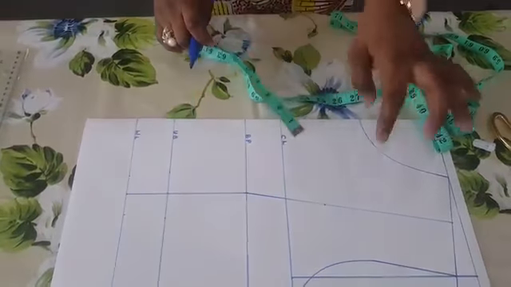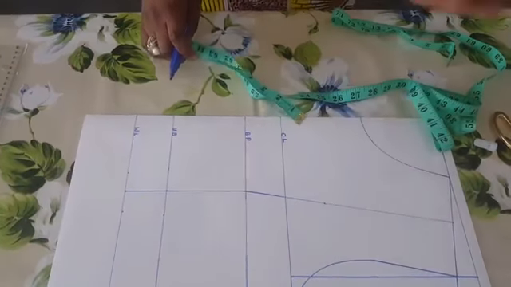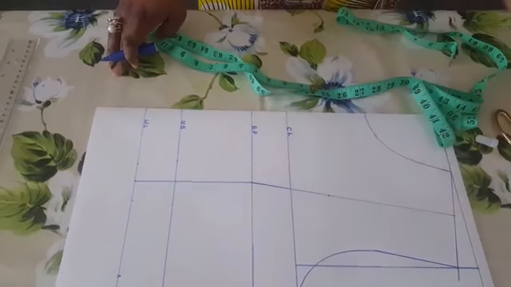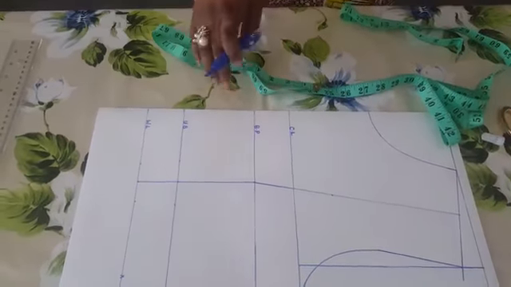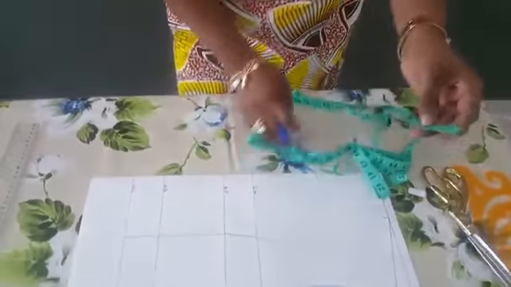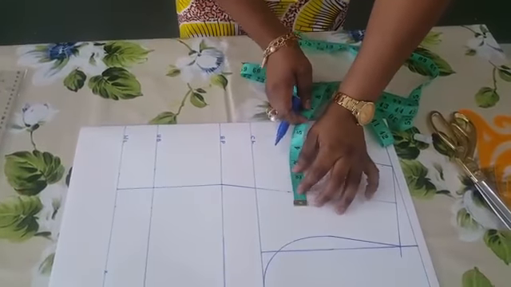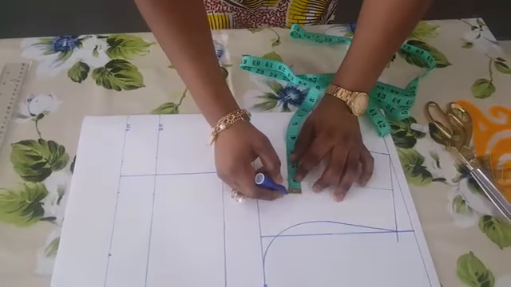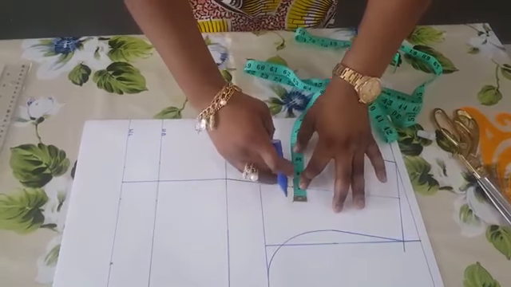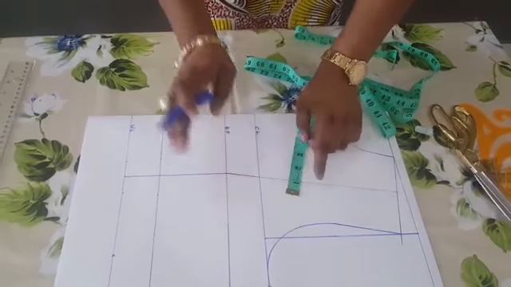So after doing that, then we can insert our dart. For a tube top, you can go minimum of 1 inch, and you can do 1.5, especially if you are just making a tube top. But in this tutorial, I will just do 1 inch on each side. So here I have 1 inch, here I have 1 inch. If you want 1.5, 1/4, you can do that.